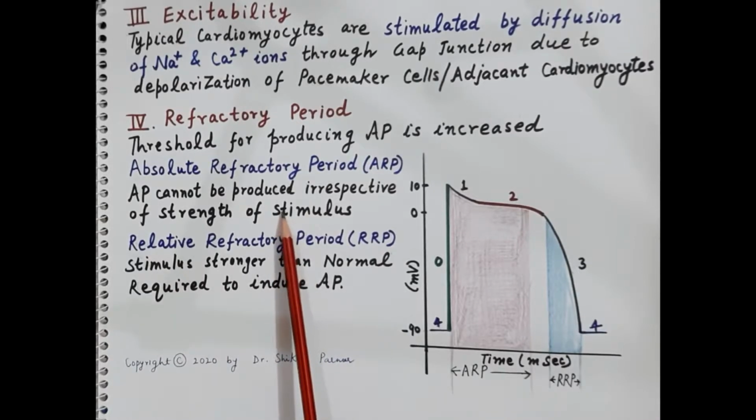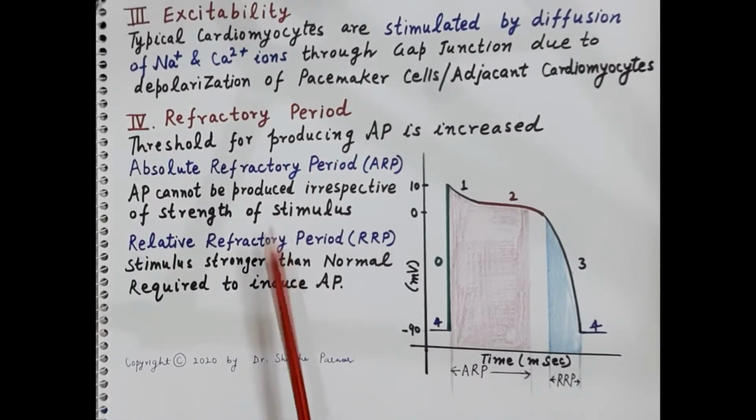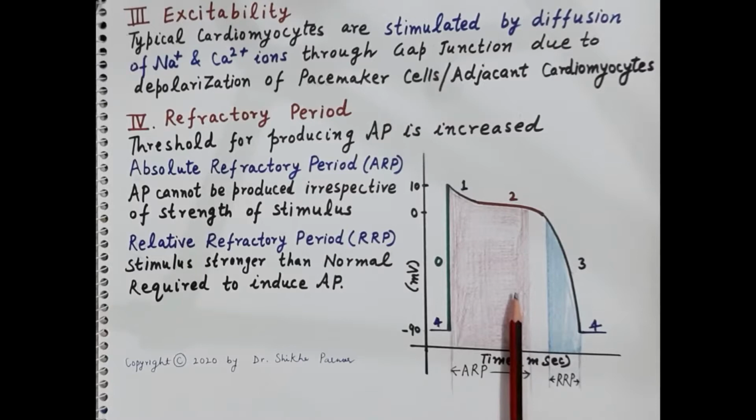Now refractory period is the period of time during which the threshold for producing an action potential is increased. Now refer to this diagram. There are two types of refractory period. One is the absolute refractory period, which is shown here in the purple color. This is the absolute refractory period. During the absolute refractory period, action potential cannot be produced irrespective of the strength of stimulus. So during this period, action potential cannot be produced.